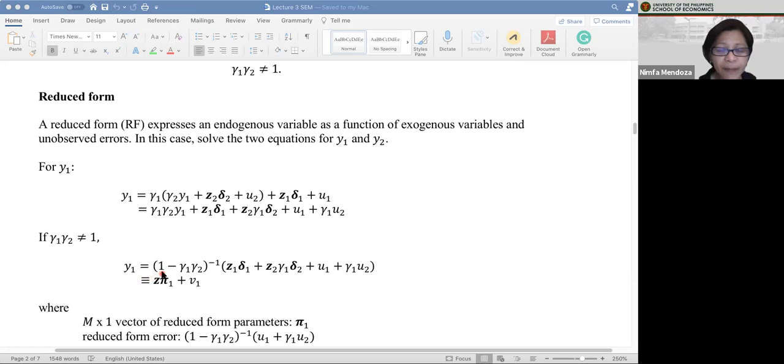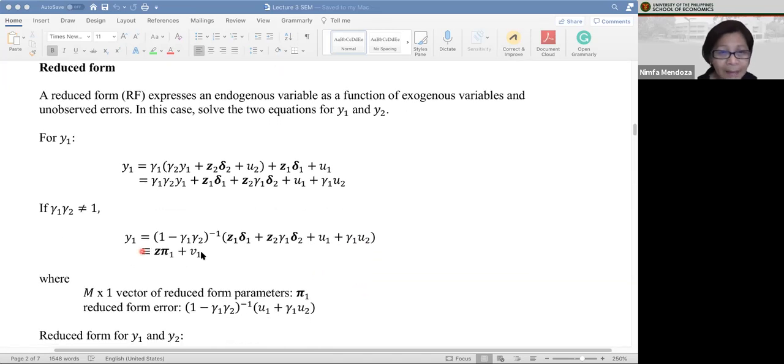You would have this factor 1 minus gamma 1 gamma 2 in the denominator. When you bring it to the right-hand side, you have the inverse, or you just get the reciprocal of this number. And then you have c sub 1 delta 1 plus c sub 2 gamma 1 delta 2, plus this sum of the disturbances from the two equations.